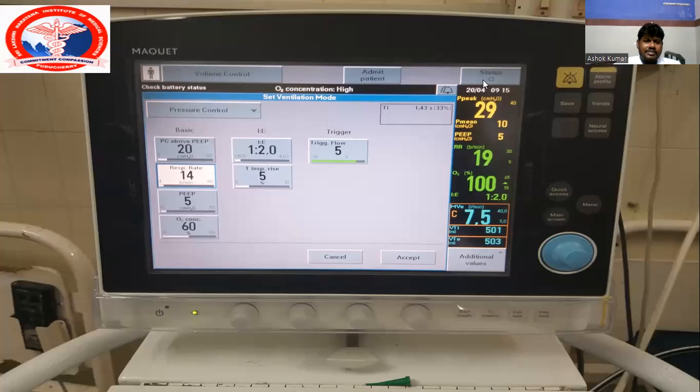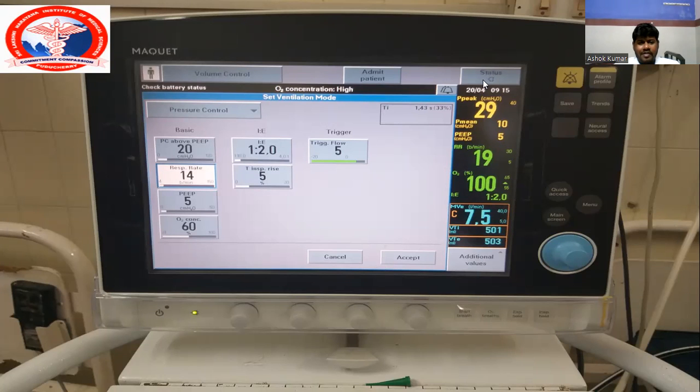First, pressure. We want to set the pressure control above positive end expiratory pressure. For example, if we set PEEP 5, we want to set pressure above 5. For example, we set around 20 centimeter of water, and respiratory rate 14 to 18 for males and 12 to 14 for females. Then the next parameter will be positive end expiratory pressure with a normal value of 0 to 5 centimeter of water.